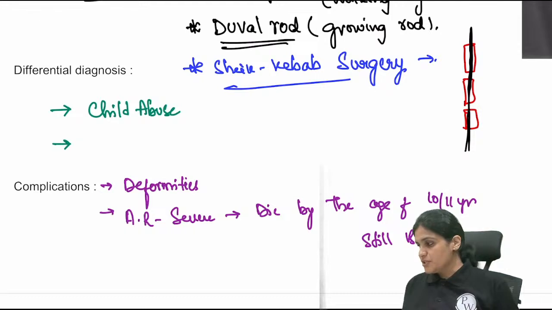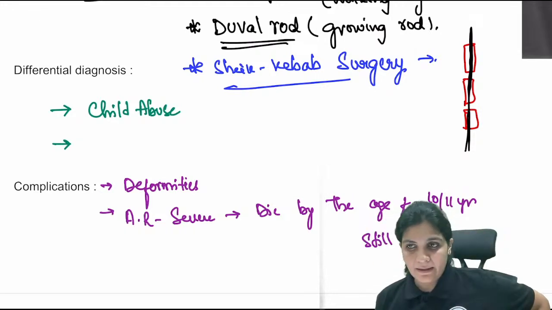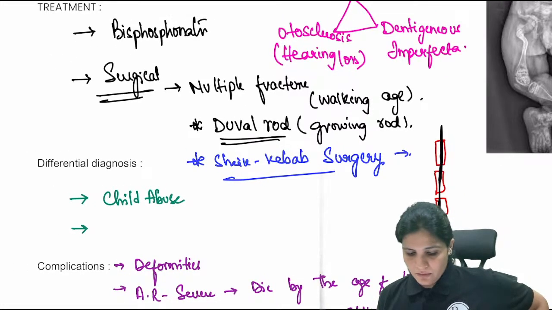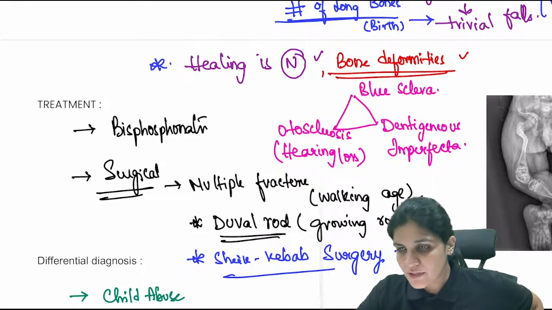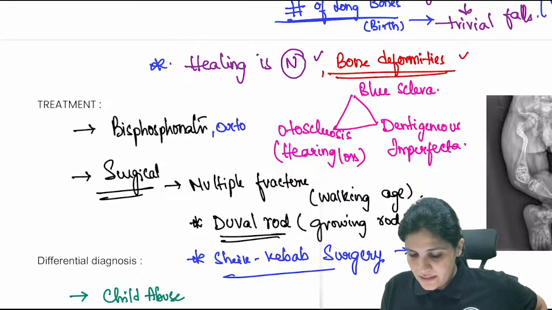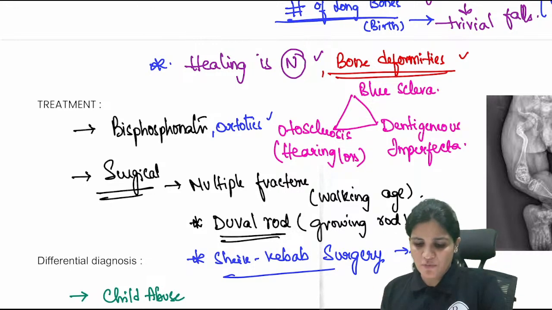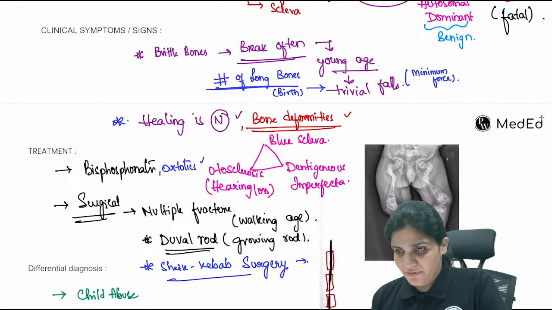So this is about osteogenesis imperfecta, right? Is that clear? Any doubt? Here you can also try orthotics. That is, some splints can also be tried for the patient with osteogenesis imperfecta.